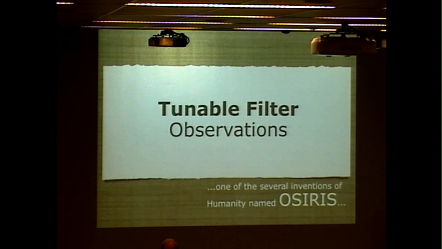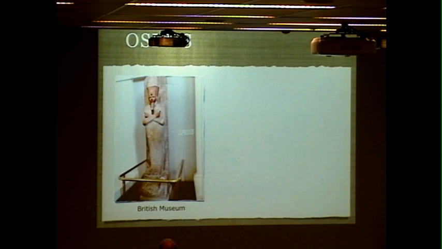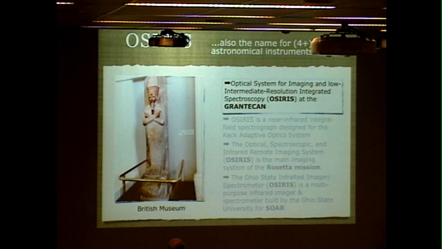We're using the tunable filter observations from one of the several inventions of humanity named OSIRIS. When I heard I was going to work on this survey, I went down to the British Museum in London and found a statue of Osiris, the Egyptian god of afterlife, the underworld, and the dead. But it also happens to be the name of 4 or more astronomical instruments, and I'm sure you're well aware of that. The one we're using is the one on the Gran Telescopio Canarias in the Canary Islands.